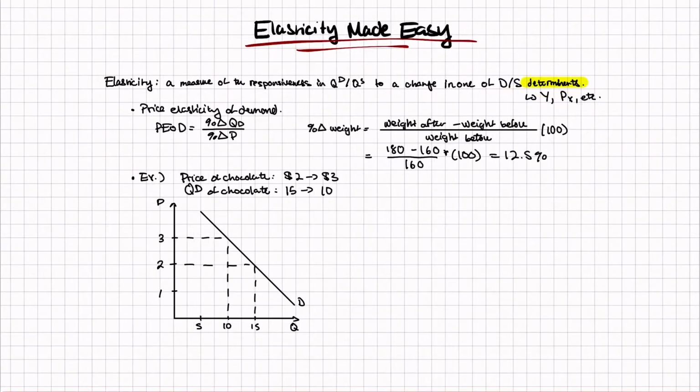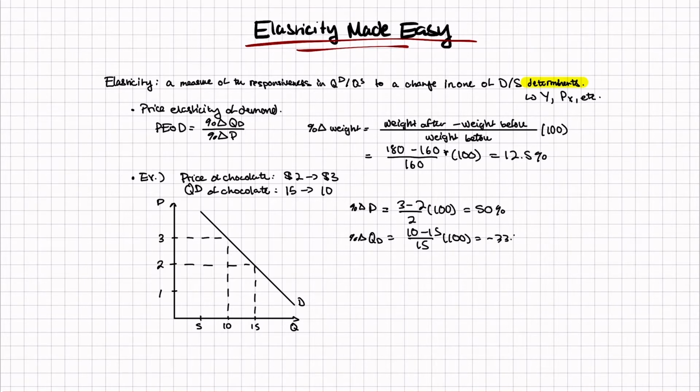We can apply this formula when calculating price elasticity. Imagine the price of chocolate bars goes up from $2 to $3 per bar, and my quantity demanded correspondingly falls from 15 to 10. The percentage change in price is 3 minus 2 divided by 2 times 100, 50%. Prices rose by 50%. The percentage change in quantity demanded, on the other hand, is 10 minus 15 divided by 15 times 100, or negative 33.3% repeating.